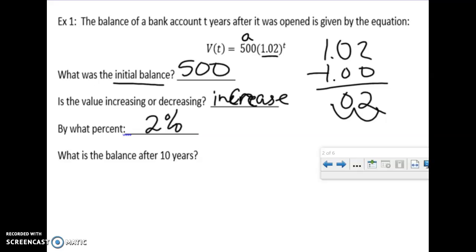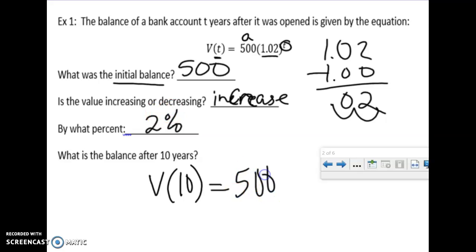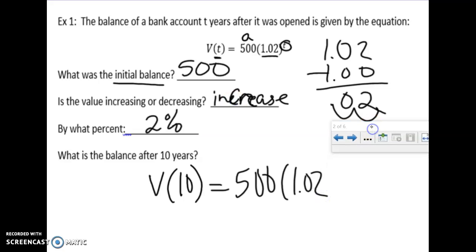Now, what is the balance after 10 years? So how can we use that? Well, we're going to go back to our function and insert 10 for t, because I'm assuming they're using t for time. So wherever I see a t, here and here, I'm going to put in 10 years. So that's 500 times 1.02, and I'm going to do that to the 10th power.